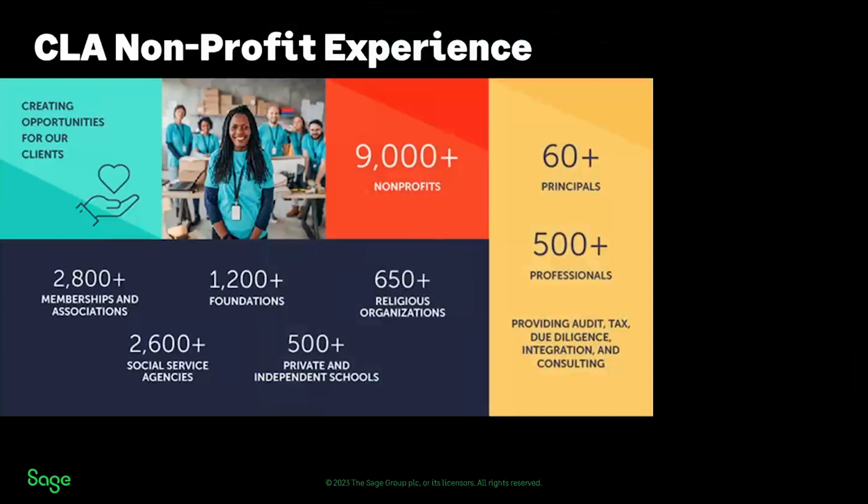Looking further at our nonprofit industry specifically, we work with over 9,000 nonprofits here at CLA. If you want to understand a bit more of the breakdown, we have laid that out right there. We've worked with memberships and associations, foundations, religious organizations, etc. So we have lots of experience with lots of different nonprofits. I also like to shout out that we have over 500 professionals working in this industry at CLA. As I mentioned earlier, CLA is a national firm, so we have nonprofit professionals all over the US, which means we have access to resources everywhere, which is really great. On to the next slide, please.